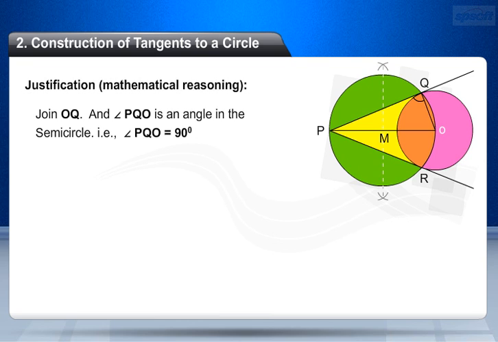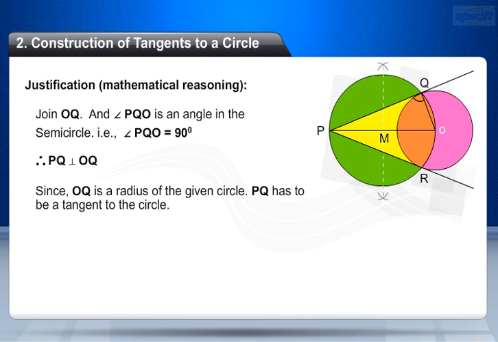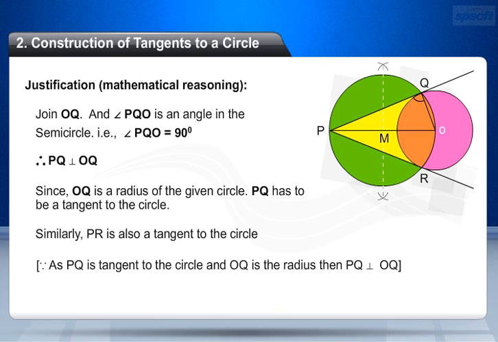Join OQ. And angle PQO is an angle in the semicircle. That is, angle PQO equals 90 degrees. Can we say that PQ is perpendicular to OQ? Since OQ is the radius of the given circle, PQ has to be a tangent to the circle. Similarly, PR is also a tangent to the circle. Since PQ is a tangent to the circle and OQ is a radius, PQ is perpendicular to OQ.